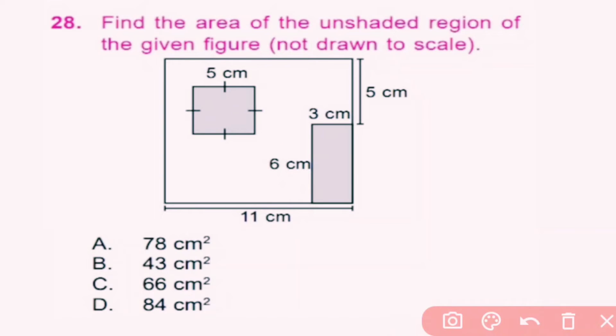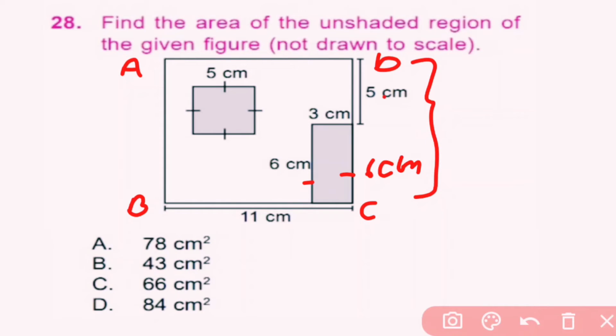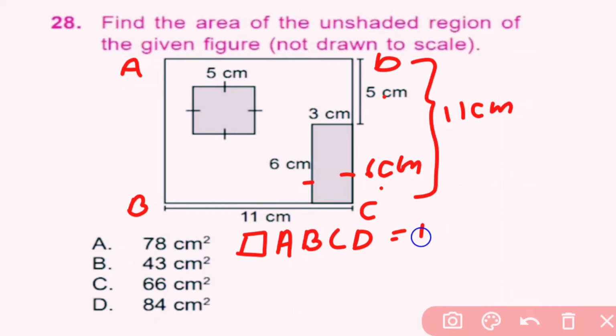Question number 28. Find the area of the unshaded region of the given figure. So here we first find the area of square ABCD. This side is equal to this side, which means this is 6 centimeters, and this total side is 5 plus 6, which is 11 centimeters. So the area of ABCD is equal to side times side, which means 11 times 11 is equal to 121 square centimeters.